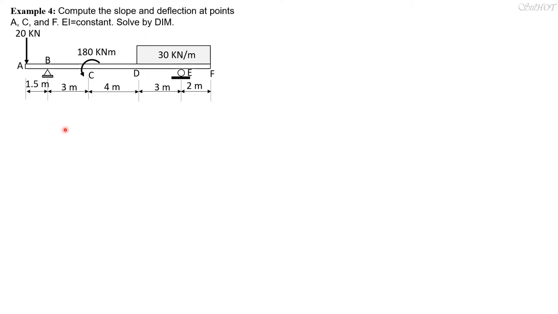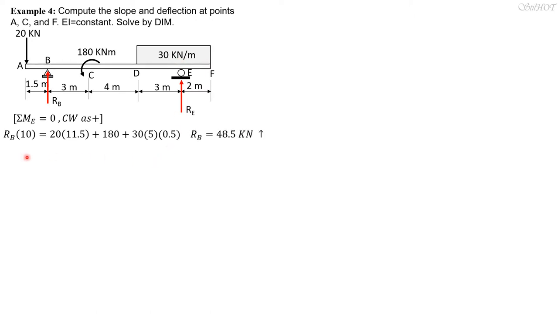Let's solve for the reactions at B and E, RB and RE. Summation of moment about E equals 0, considering clockwise as positive. So clockwise moment equals counterclockwise moment. R sub B times 10 equals 20 times 11.5 plus 180 plus 30 times 5 times 0.5. Solving, R sub B is 48.5 kilonewtons, upward as indicated in the figure.